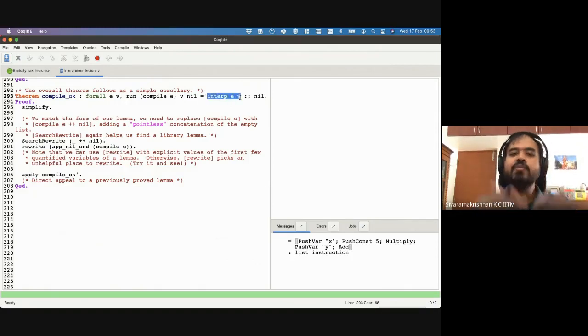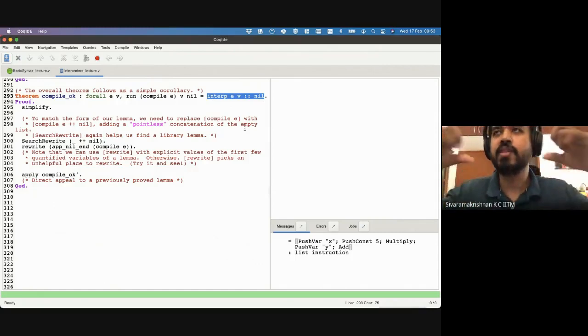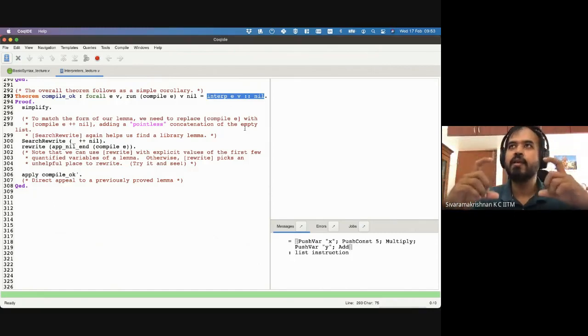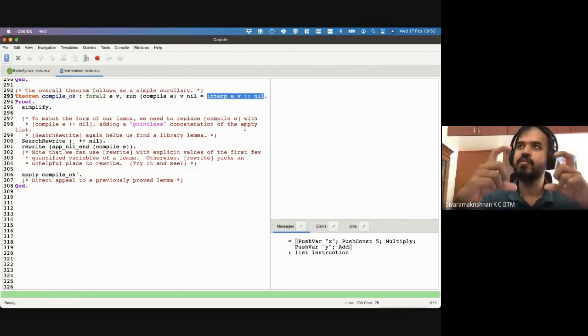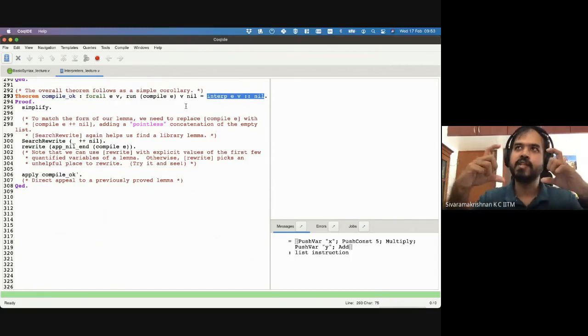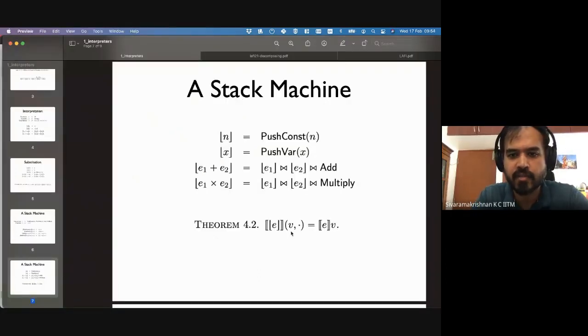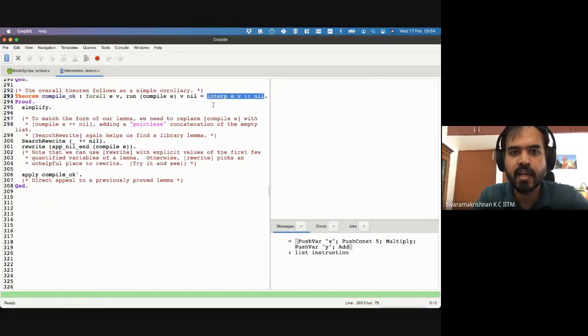So hence we are saying, interpreting this will leave you some value. Interpreting any expression will just give you a natural number. And in order to match the types, we are just saying you'll be left with a stack that has exactly one element, which is the result of interpreting this. So this is the theorem that we have here. Interpreting will be the same as compilation.